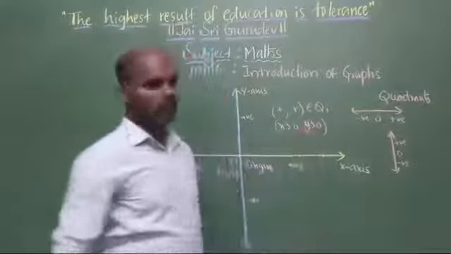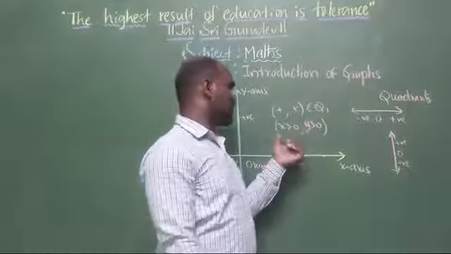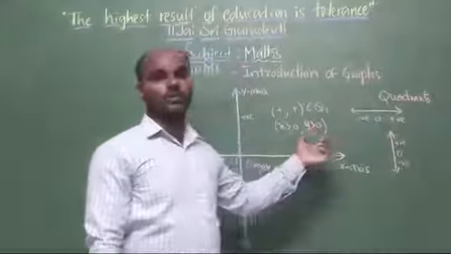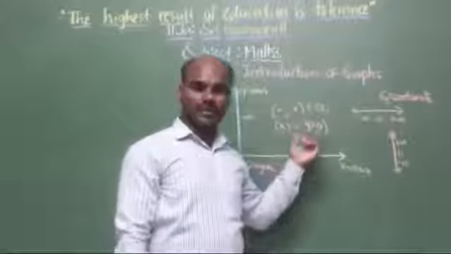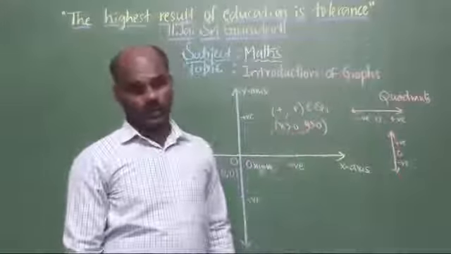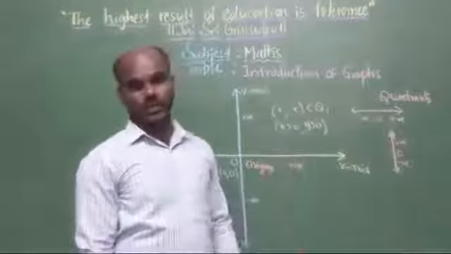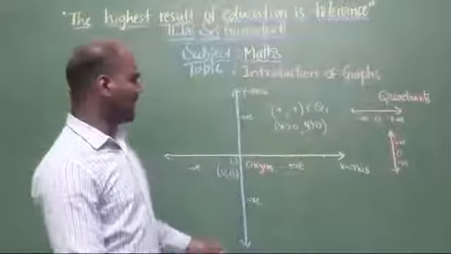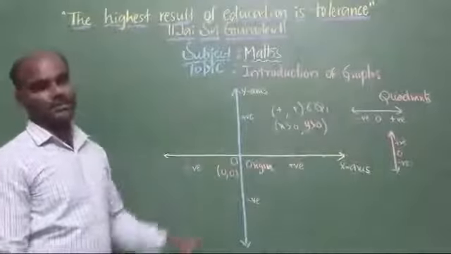Okay, so now when x is greater than 0 and y is greater than 0, such a quadrant is called Q1, the first quadrant. Yes, so next, while coming to that, here it will become this.